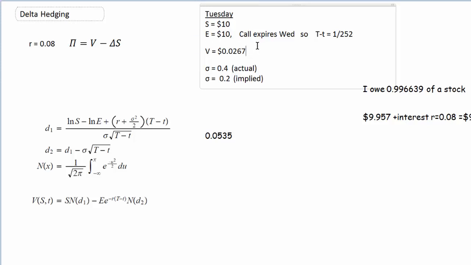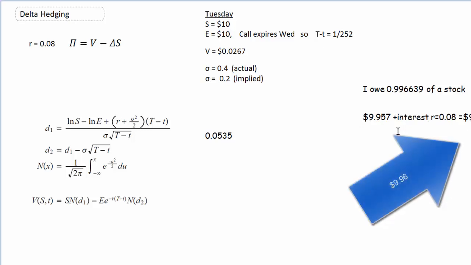I bought it at $1. But the good thing is, I did owe 0.99 of a stock when it was $11. Now it's only $10. So my stock debt, when I made it, was $10.96. Now it's $9.96. So my debt has got smaller. The cash that I invested overnight is now worth $9.96. I made, I guess, 0.3 of a cent.